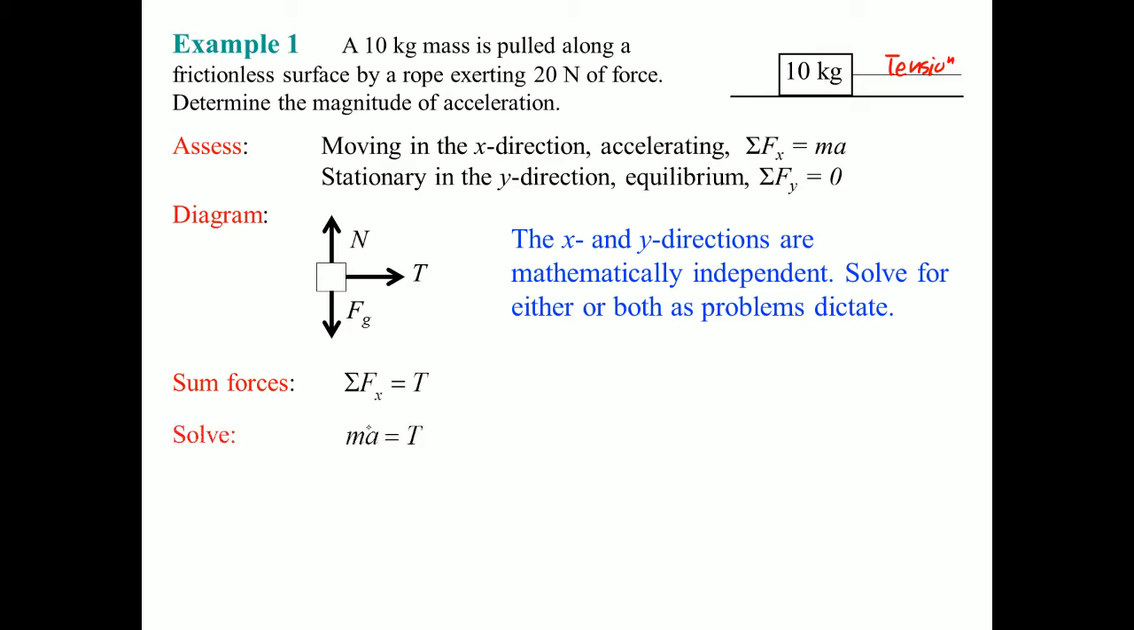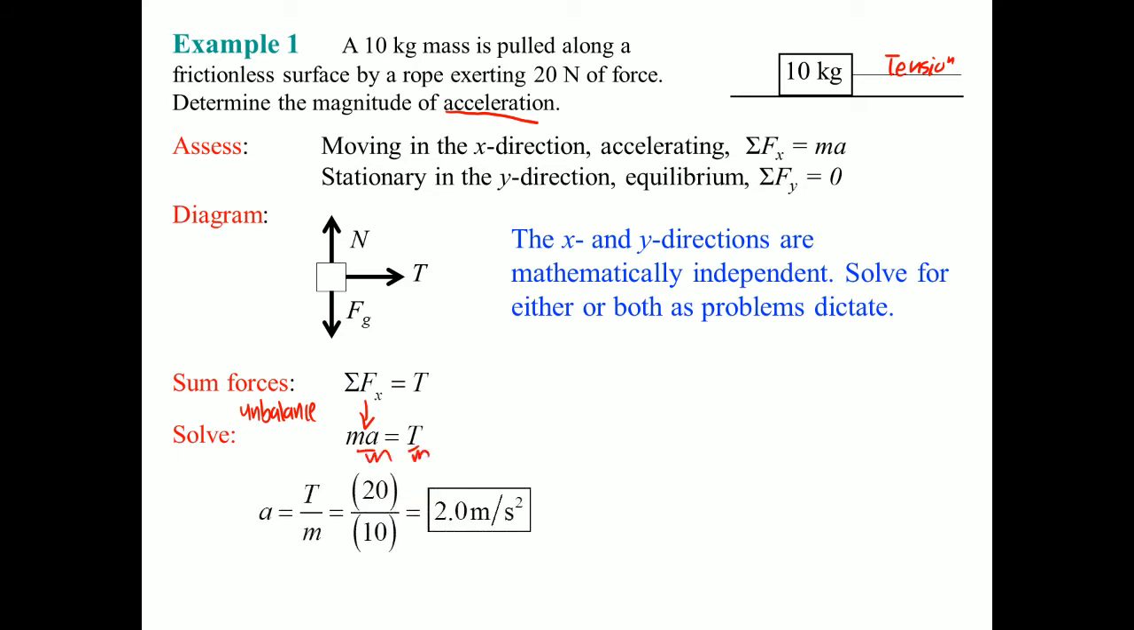Substitute. This goes to ma because again there's an unbalanced force, and that is because there is an acceleration. Divide by m on both sides, and you get a equals T divided by m. This is 2.0 meters per second squared. This is the acceleration of the system, and the system is just a block.